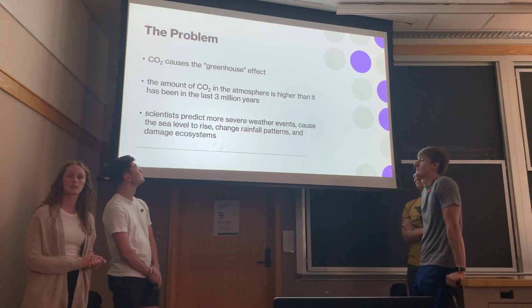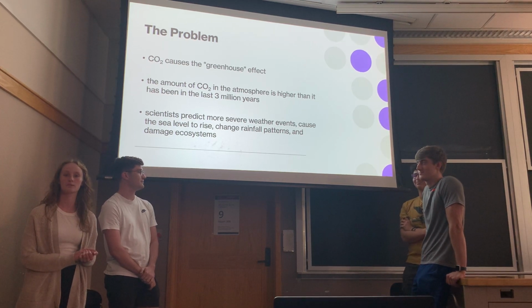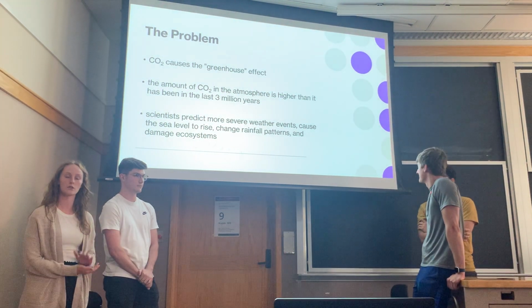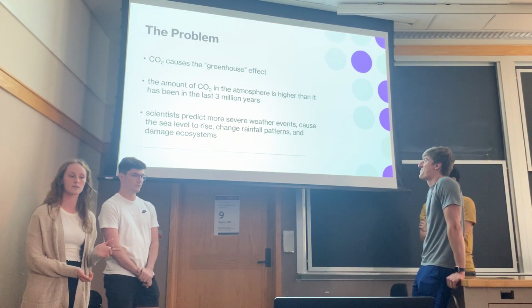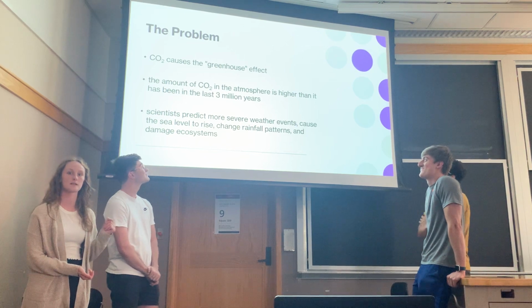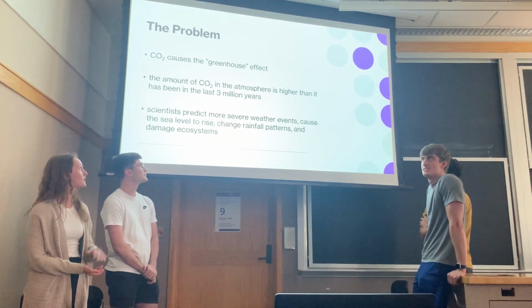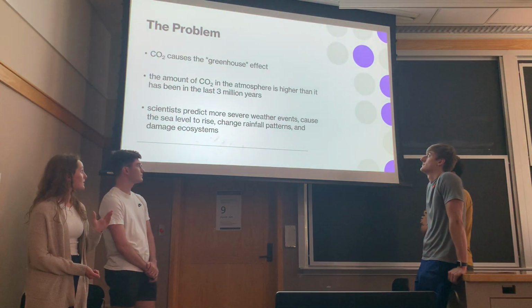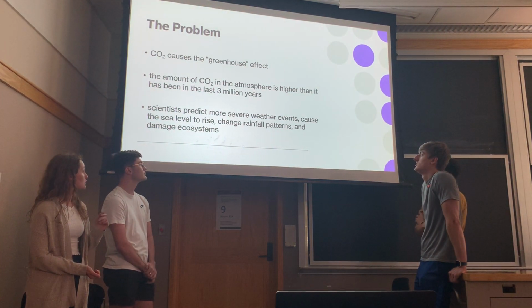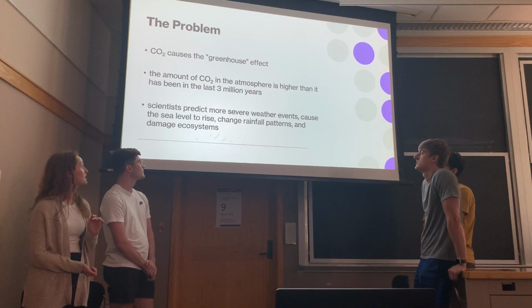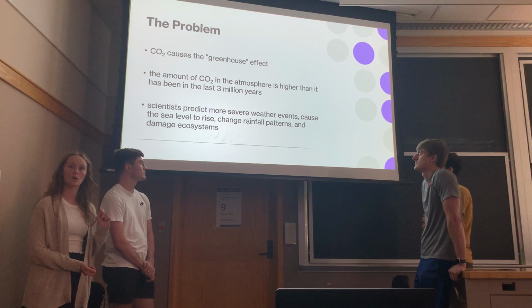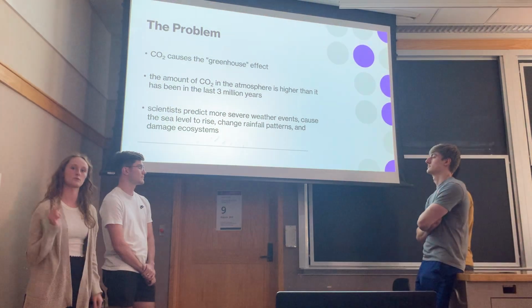To begin today, we're going to discuss the problem with CO2 in our atmosphere. Carbon dioxide causes the greenhouse effect, and that's when the molecules of carbon dioxide in the atmosphere collect the infrared waves from the sun and reflect them back down to our Earth. This causes a warming effect, which can cause severe weather events, sea levels to rise, and change rainfall patterns. The reason this is an issue right now is because in the past 3 million years, there has never been more carbon dioxide in the atmosphere than there is right now.